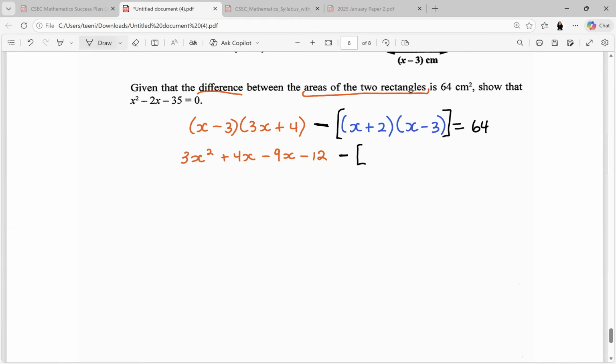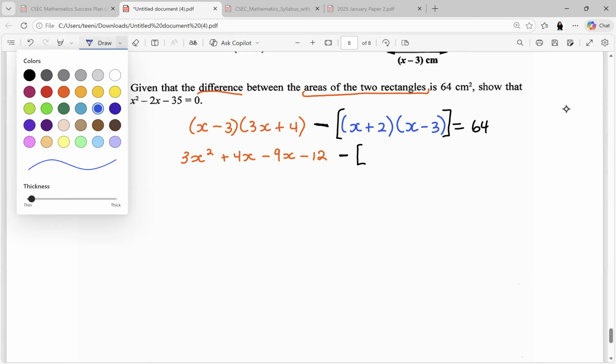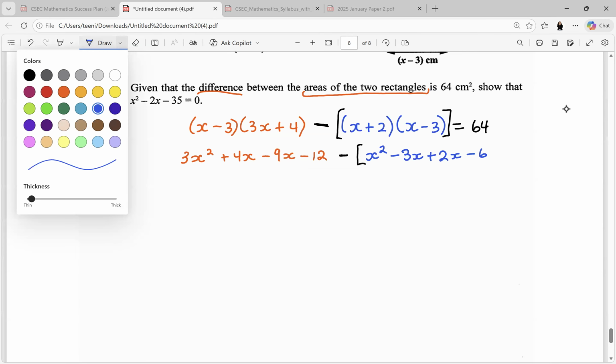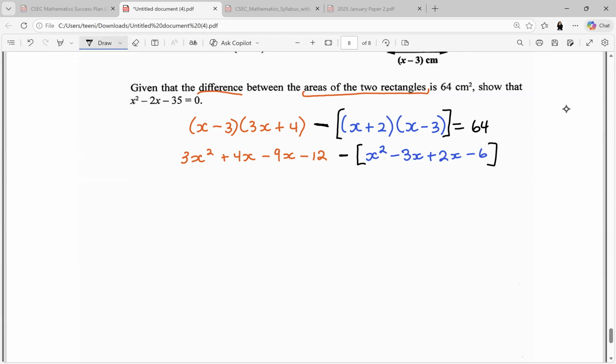So we go x times x is x squared. x times negative 3 is minus 3x. 2 times x is 2x. And 2 times negative 3 is negative 6. And then I'm going to close my square brackets. That's equal to 64. All right, simplifying now.